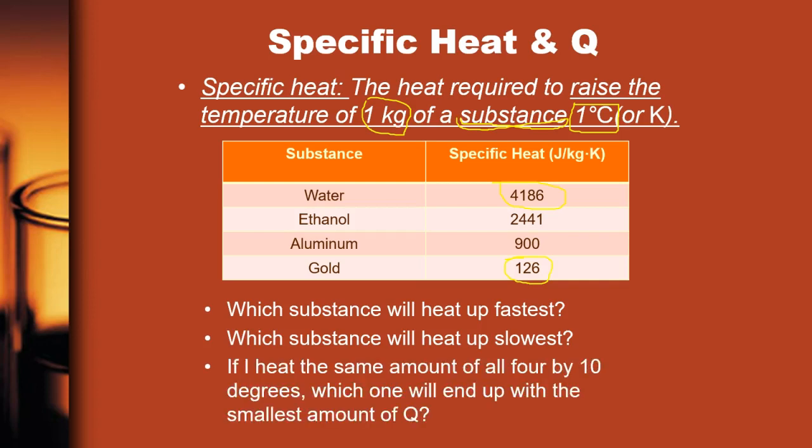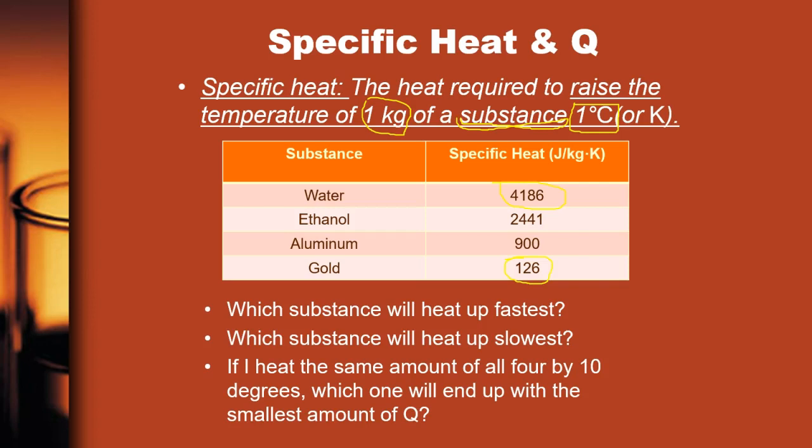Third question, if I heat the same amount of all 4 by 10 degrees, so let's say I have 1 kilogram of all 4 of these substances, and I heat it by 10 degrees. Now, which one will end up with the smallest amount of Q? Remember, Q is heat energy. Which one ends up with the smallest amount of Q?